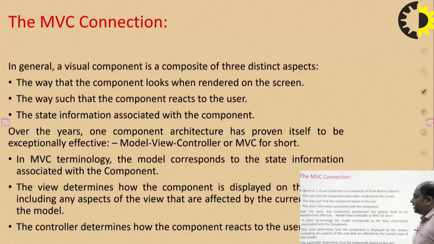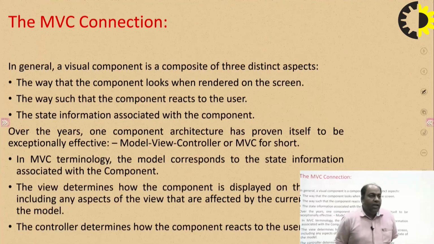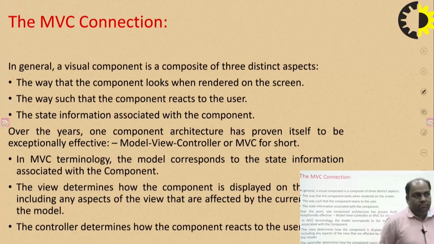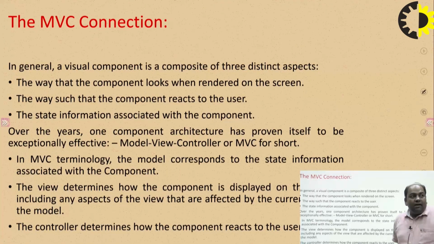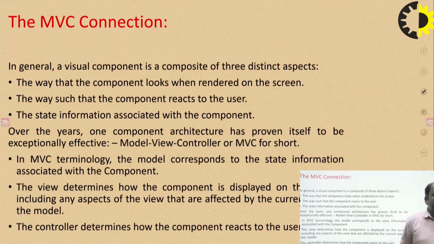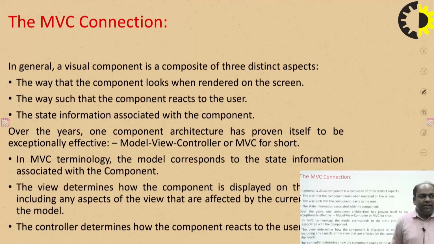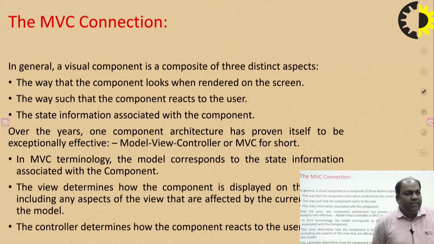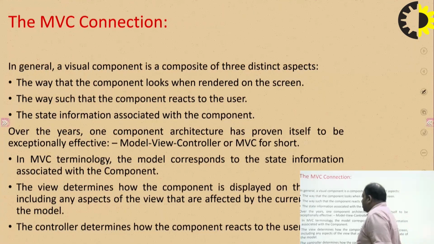So how is Java Swing connected with MVC programming? In MVC, a visual component is a composite of three distinct aspects, which I have told. One is how the component looks when rendered on the screen. Another is the reaction of the user, and the third is the information associated with the state of the component.